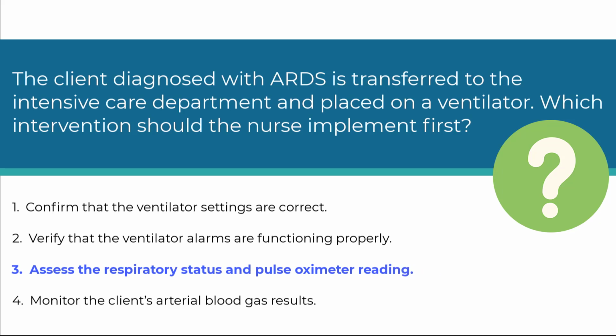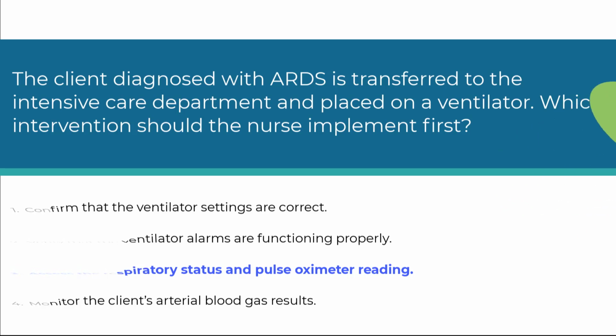Assessment is the first part of the nursing process and is the first intervention the nurse should implement. So why are the other answers incorrect? Confirming ventilator settings, verifying alarms, and sending blood gases are all things that you would do for a new patient. However, assessing the patient is the priority. Remember, if the patient is not in distress, we must assess.